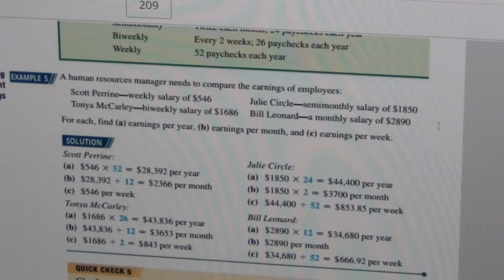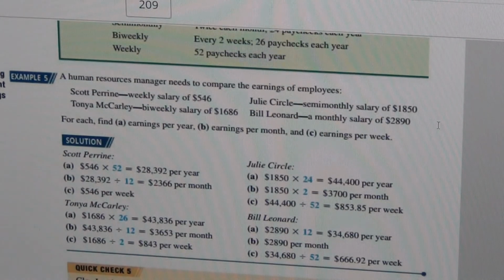In this case, we're going to look at Scott Perrine, who has a weekly salary of $546. Julie Circle has a semi-monthly salary of $1850. Tanya McCarley has a bi-weekly salary of $1686. And Bill Leonard gets paid a monthly salary of $2890. Now the question is, which one's the higher one?